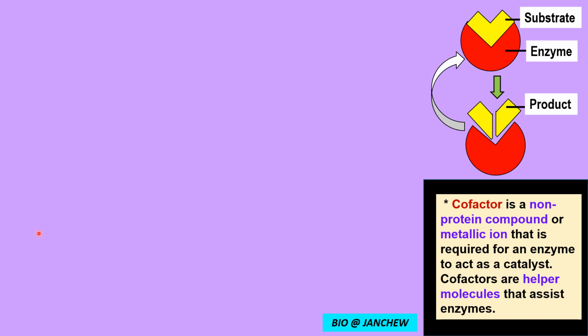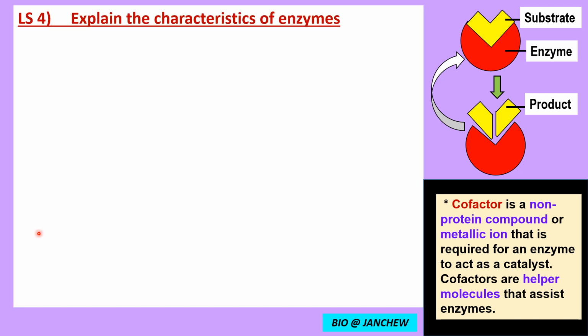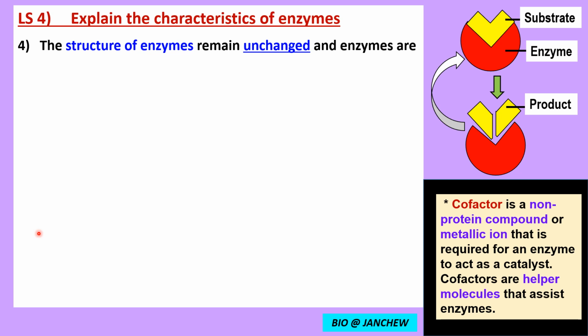Going on to the fourth characteristic of an enzyme. The structure of enzymes remains unchanged and enzymes are not destroyed after a reaction. Based on the lock and key hypothesis, here is the enzyme and this yellow structure is the substrate. When the enzyme has catalyzed the breakdown of the substrate, the products are formed and they will leave the enzyme molecule. Here we see that the enzyme molecule remains unchanged. So this enzyme can be reused again to catalyze another reaction.